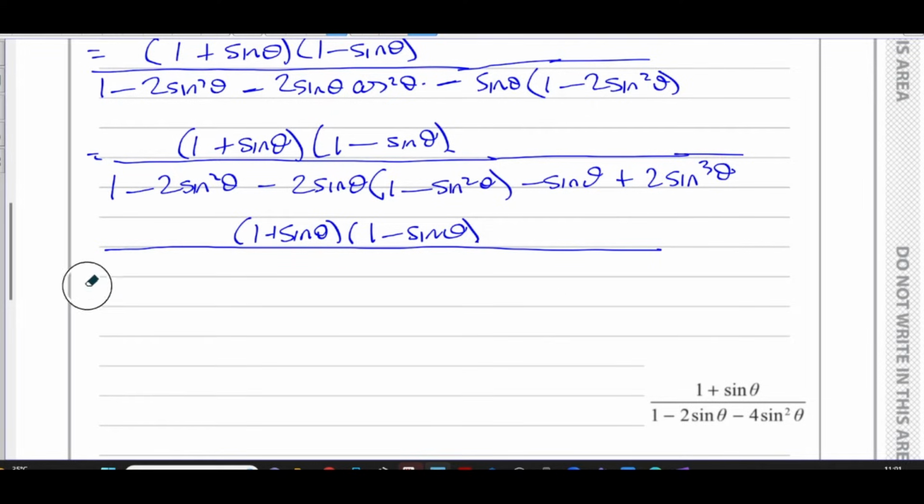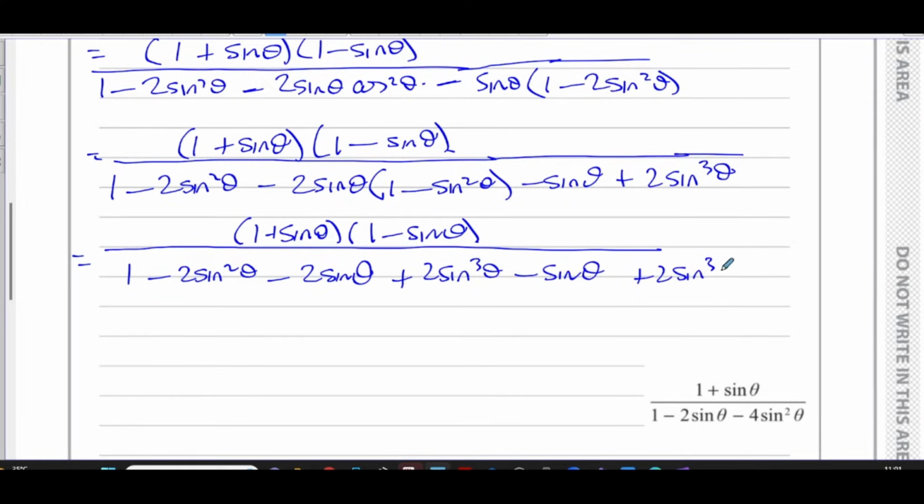Okay, so I have 1 minus 2 sine squared theta. Nothing can cancel so far, so let's just write this out. 1 minus 2 sine squared theta minus 2 sine theta, plus 2 sine cubed theta minus sine theta plus 2 sine cubed theta. All right, so now let's just simplify and see what happens next.